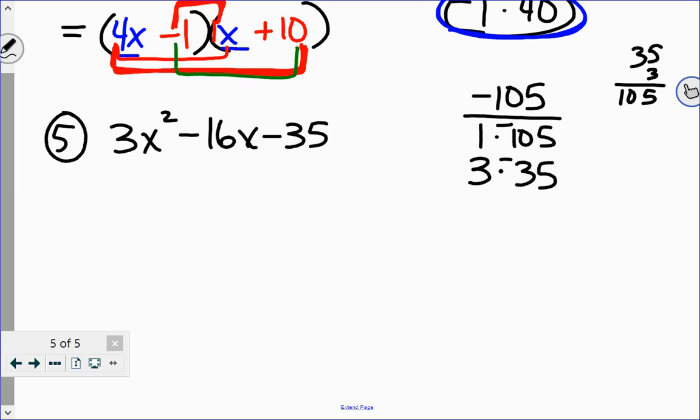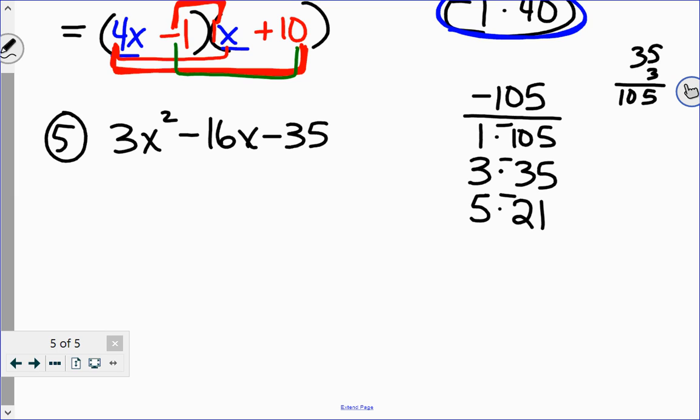5 will go into 10 twice, and then 5 goes into 5 once. And then we know the negative is on the 21. And there we have it. 5 times negative 21 is negative 105. 5 plus negative 21 is negative 16. So I found my answer.